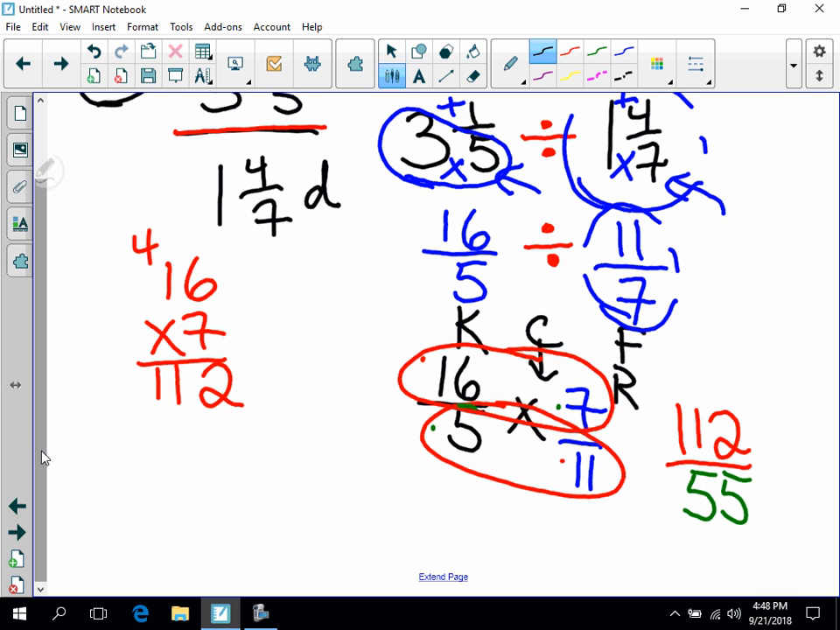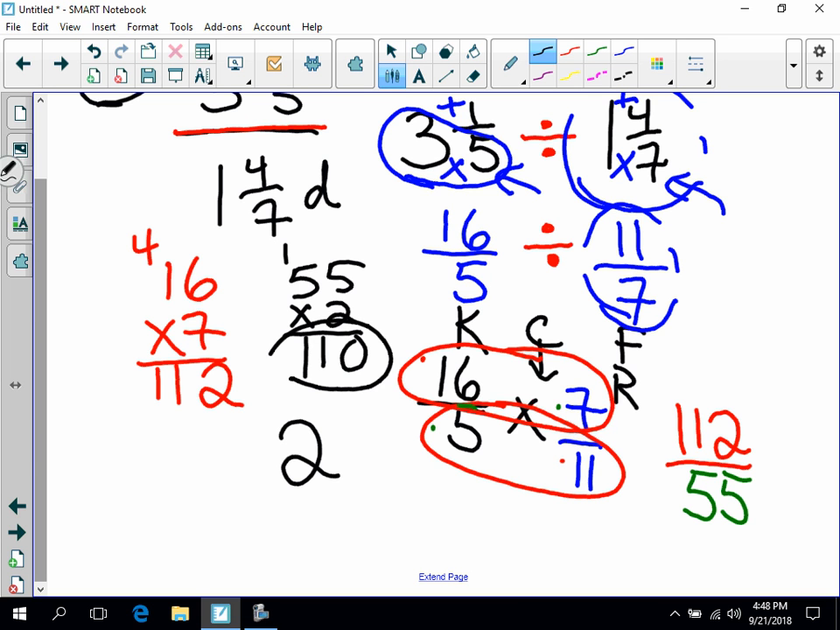If I want to change this into a mixed number, I'm going to think about how many times 55 goes into 112. I think it goes in twice. So 55 times 2: 5 times 2 is 10, carry that 1, 5 times 2 is 10, plus 1 is 110. Yes, so 2 times is the correct number of times. And then you have to compare 110 to 112. What's the difference between 110 and 112? The difference is 2. And the denominator remains the same.